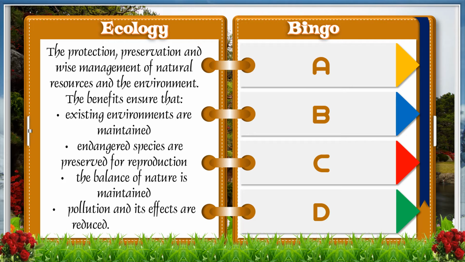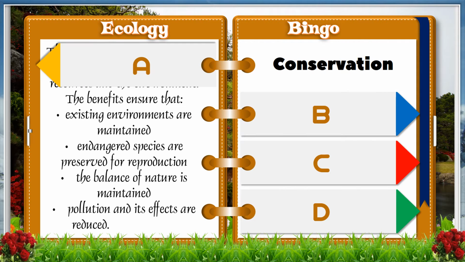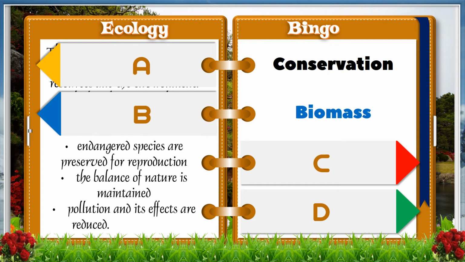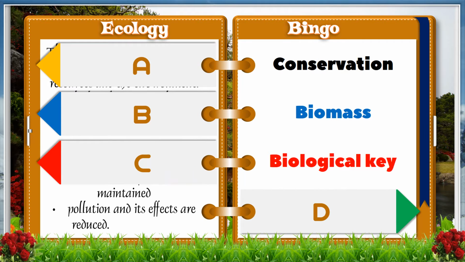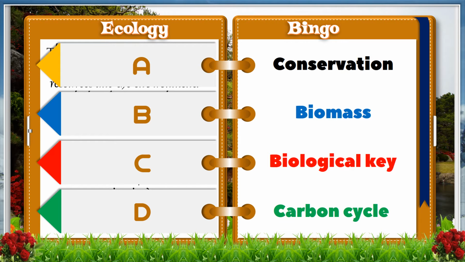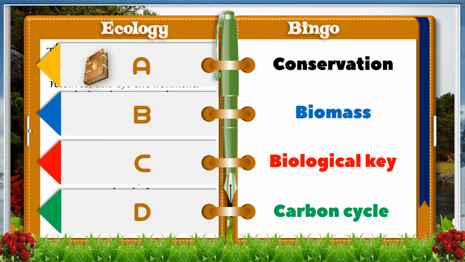Part A. Conservation. B. Biomass. C. Biological key. D. Carbon cycle. The answer is A. Conservation.